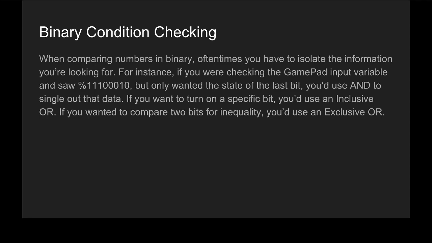So, in regard to conditions, when comparing numbers in binary, oftentimes you have to isolate the information you're looking for. For instance, if you were checking the gamepad input variable and saw that binary number, but only wanted the state of the last bit, you'd use AND to single out that last bit. If you want to turn on a specific bit, you wouldn't do this for the gamepad, mind you, you would use the inclusive OR command. If you wanted to compare two bits to see if they are not equal to each other, you would use the exclusive OR.